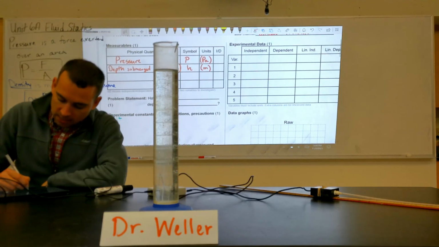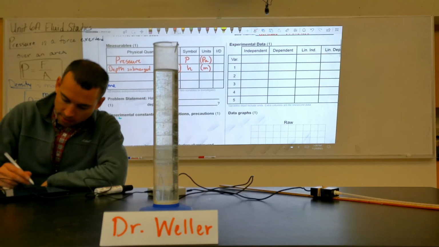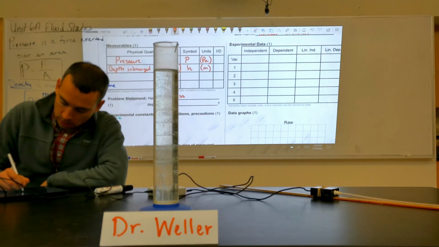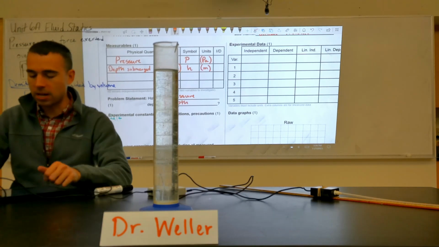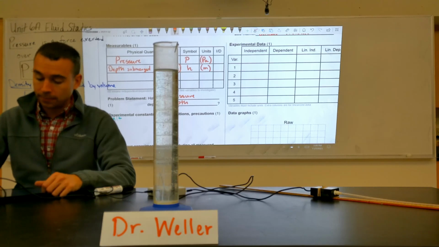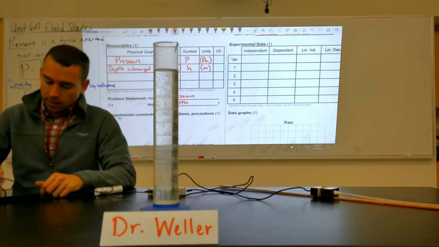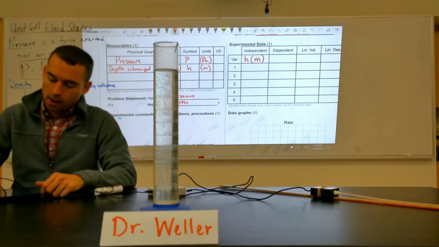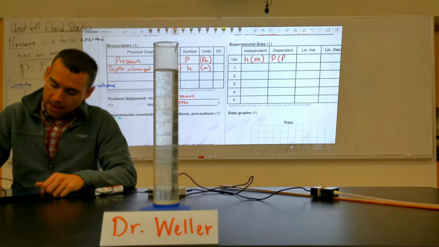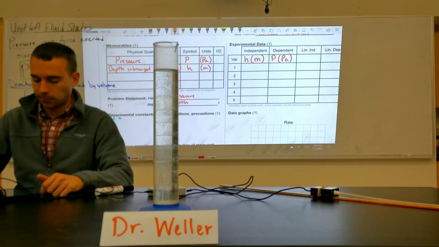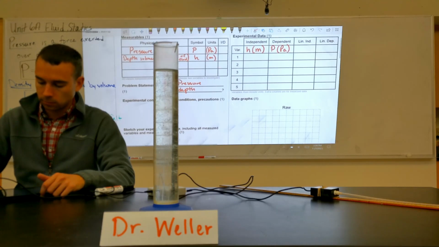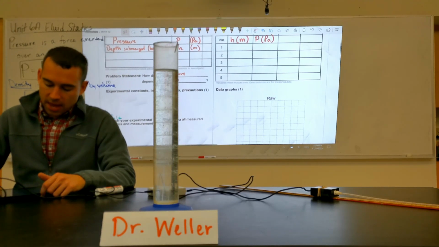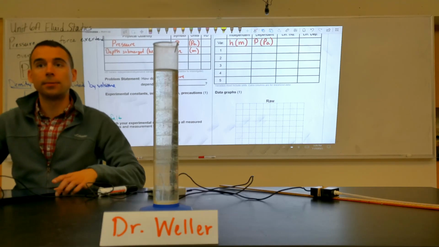Our problem statement is, how does pressure depend on depth? In other words, how does P depend on H? I'm going to go over to the data table real quick. Our independent variable is height in meters, or depth in meters. Our dependent variable is P in pascals, pressure in pascals. And then we are going to list some constants.